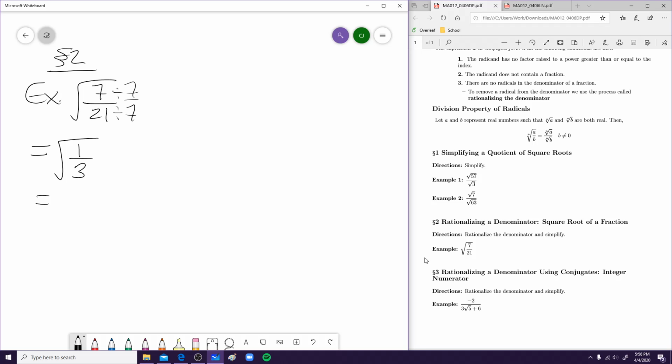So we're going to use the division property, and this becomes square root of 1 over the square root of 3. Square root of 1 is 1 because 1 squared is 1, and square root of 3, because it has an exponent of 1 and the index is 2, we know that this is as simplified as it's going to get. However, we're still not done because now this doesn't satisfy the third condition where it says there are no radicals in the denominator of a fraction. So now we are going to use the process rationalizing the denominator.